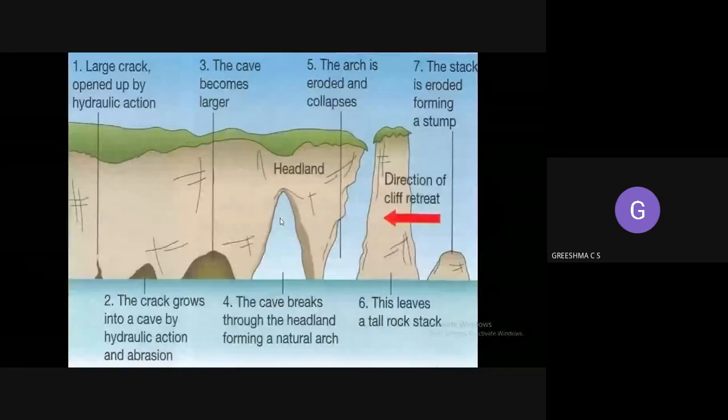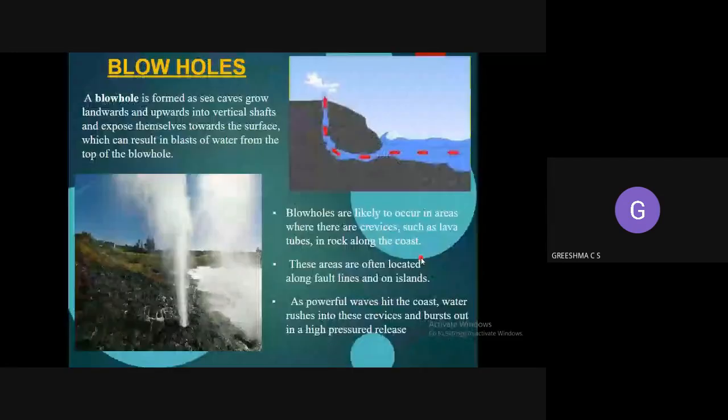And finally what will happen? The portion of the stone has been completely detached from the parent rock. This portion has been completely detached from the parent rock. Okay, so you can see there will be a formation like this. So that is called a sea stack. So this is a sea stack.